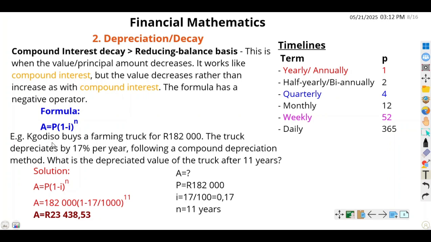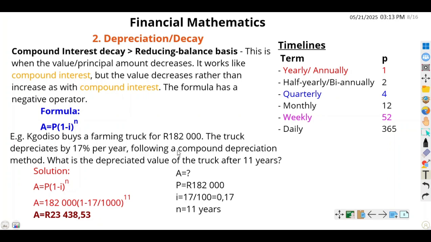Hudiso buys a farming truck for 182,000 rands. So he buys a truck, and the value of the truck at the time he buys it is 182,000 rands. The truck depreciates by 17% per year, the truck depreciates by 17% per annum. Remember, year means annum. So don't get confused by the wording. Sometimes they can use this, sometimes they can use that, so be familiar with all these wordings or terms.